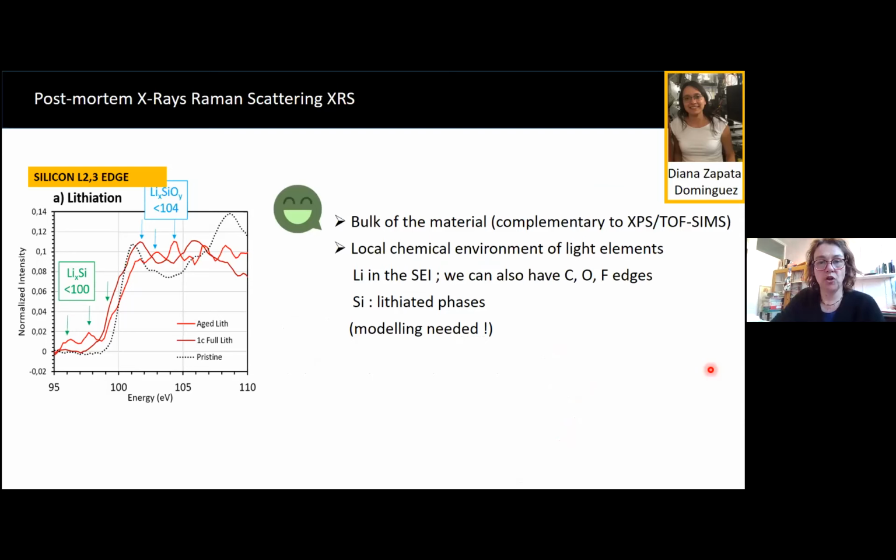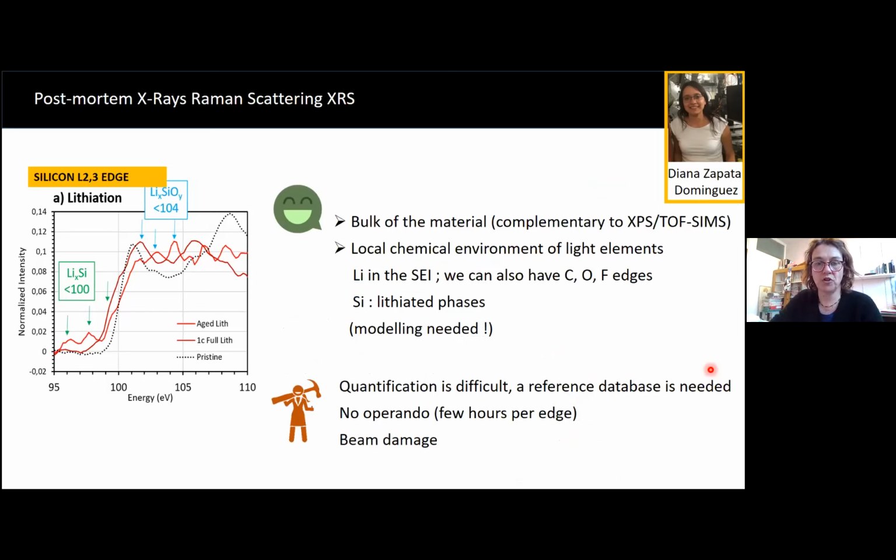So to conclude on this technique, it's a bulk technique, so it's very complementary to XPS, for instance. You can have access to the local chemical environment of light elements, in particular lithium. And there's still work to do because quantification is very difficult, and we need to build a database to help with these measurements in the field of battery research. There is no operando accessible for the moment because it takes basically 4 hours to take one edge on one sample. And there are some issues on beam damage that must be carefully looked at.